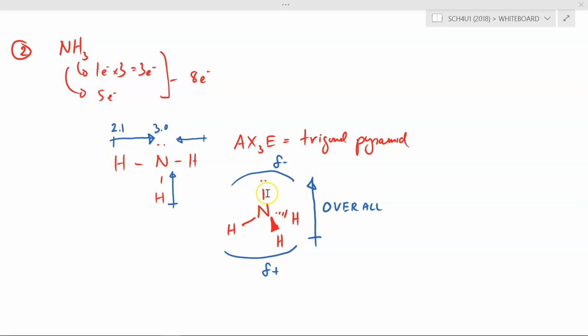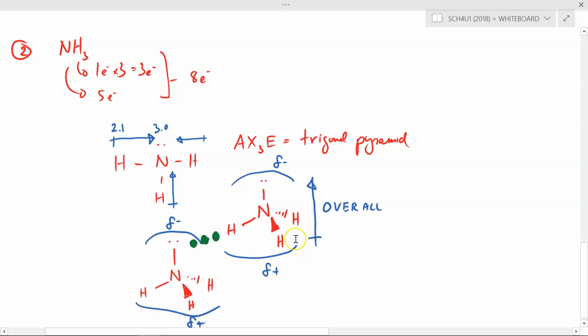Due to the geometry, we now have polarity, where one end of the molecule is going to be partially negative because electrons are attracted towards the nitrogen, leaving the bottom end where the hydrogens are with an electron deficit, and so that end is going to be partially positive. And when the partial negative end of one ammonia molecule is attracted to the partial positive end of the other ammonia molecule, we form a dipole-dipole attraction.